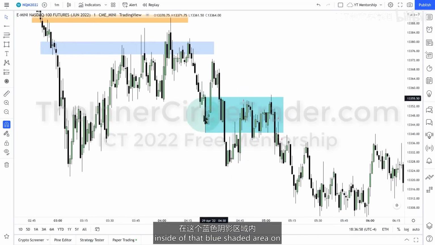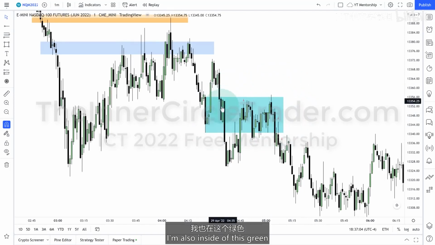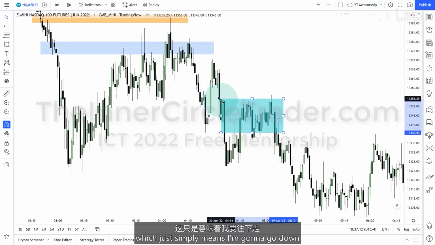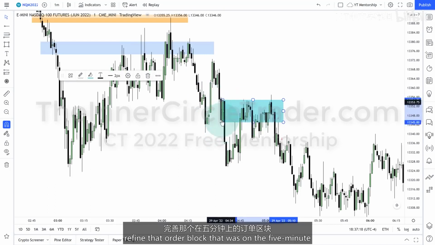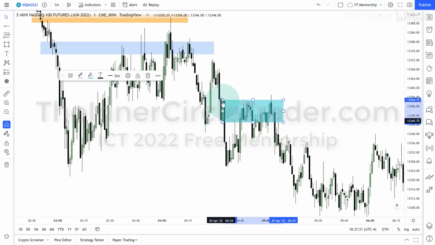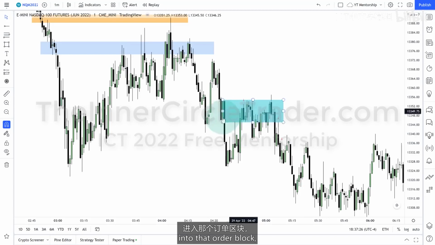All right, so we're inside of that blue shaded area on the 5 minute chart. I'm also inside of this green candle here. That's a bullish order block. So what I'm doing is now I'm going to calibrate, which just simply means I'm going to go down and, with a top-down analysis approach, refine that order block that was on a 5 minute down to this one. So the market retraces back up into here, into that order block, and I'm trying to aim, once it hits the midpoint of it, I want to get in around that time. Okay, so I'm entering there on that candle, and then I'm holding in all this, and it drops back down.